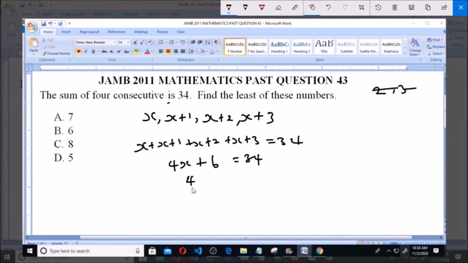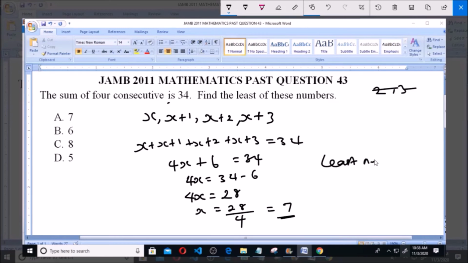So we have that 4x is equal to 34 minus 6, meaning that 4x is equal to what? 28. Now x will be equal to 28 all over 4, which is equal to 7. So like we know, the least number is x, and x is equal to 7. So the least number is 7, which is option A.